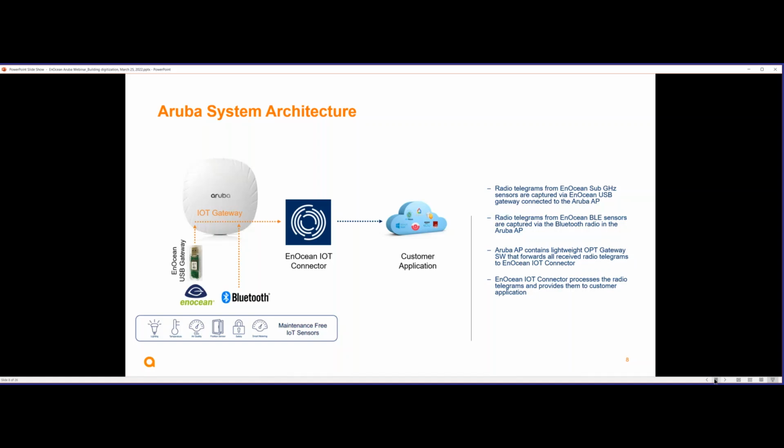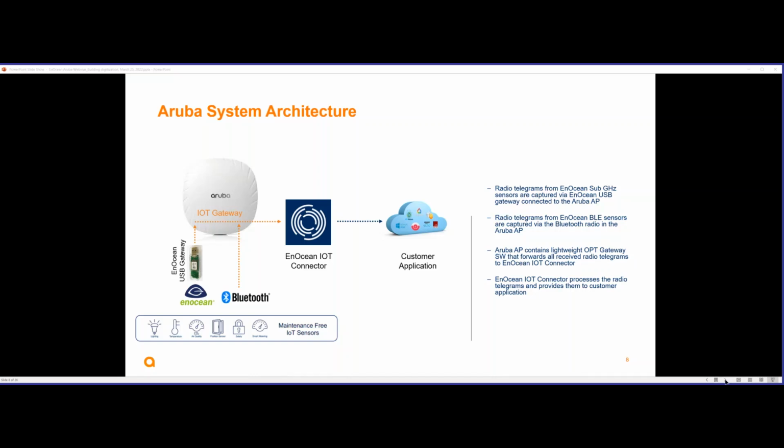So what we're seeing here is the security aspect from the Aruba access point perspective. The access point acts as a tunnel for the sensor data, right? What you're seeing here is a USB with the EnOcean protocol on it, and that one receives all the data from the sensors that you see below here, and it forwards it to the access point without any kind of payload processing. And then the access point receives the data, and it runs a small lightweight application that encapsulates the data and forwards it over a secure link to the IoTC, the EnOcean IoT connector, which you see in the middle here, and again in an unprocessed form.